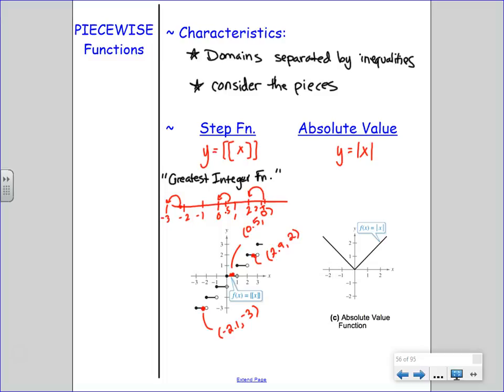What does absolute value do? Give me some important points. We have 0, 0, right? What else do we have? 1, 1. 2, 2. Plug in a positive, get out a positive of the same. Okay, this all behaves one direction. Now, hold on.